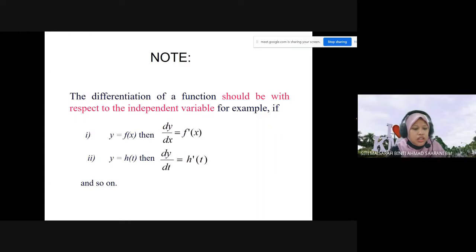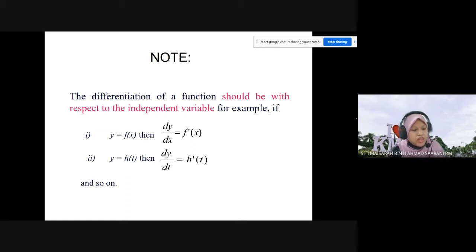So then finally, ini hanya peringatan lah, this is reminder. So the differentiation of a function should be with respect to the independent of variable. For example, if y equals to fx, then dy dx equals to f prime x. Macam tadi Melia sebut lah, kalau y in term of x, dy dx lah ataupun f prime x. Kalau dia bagi y in term of t, so jadi awak kena differentiate terhadap t. Kena tengok awak nak differentiate kepada variable apa. Kalau dia bagi x, differentiate terhadap x. Kalau dia bagi t, terhadap t. Kalau dia bagi z, terhadap z.